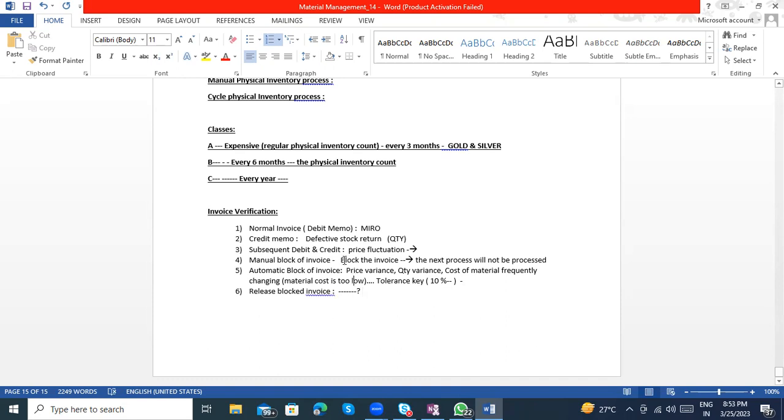But I am talking about invoice block. Here it is a vendor invoice block. The PO is already created, we received the goods, and now in the invoice there is some variance, so it is blocked. But flag for deletion is when you want to block that vendor or block that material from usage in our plant or our company. Okay, any questions here? No, sir.